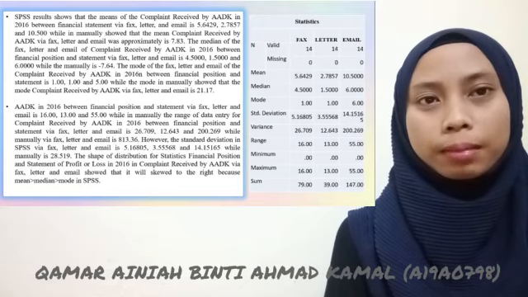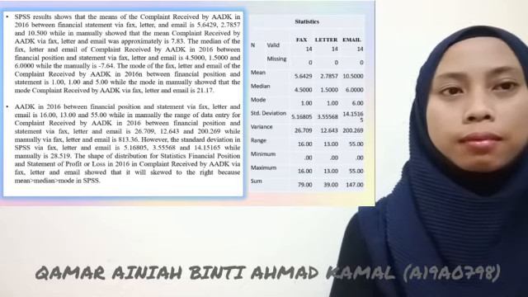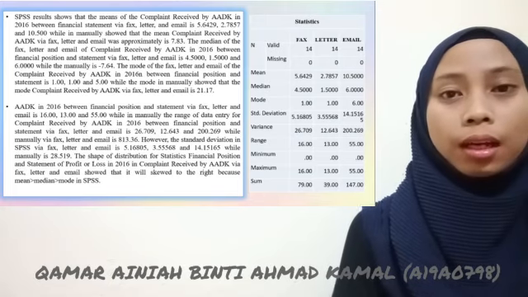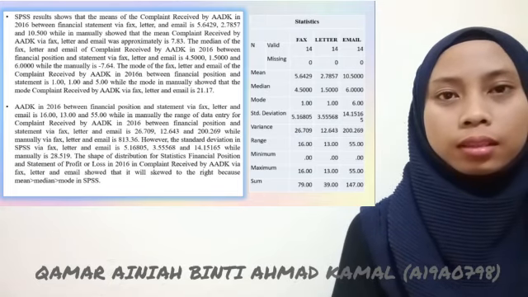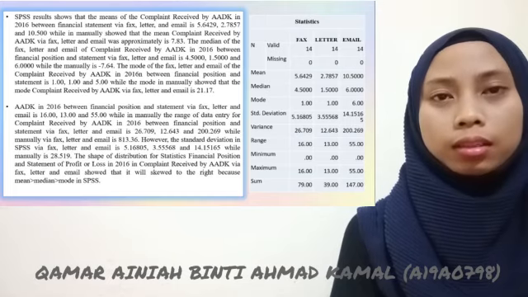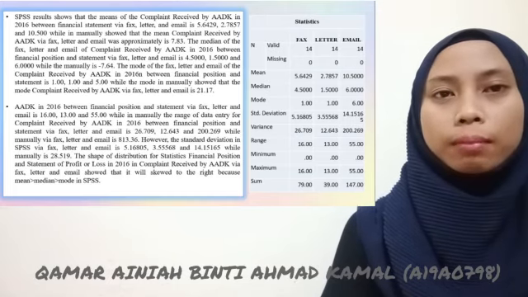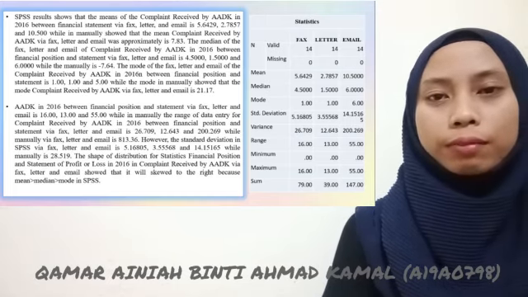The median of the fax, letter and email of complaints received by AADK in 2016 between financial position and statement via fax, letter and email is 4.5000, 1.5000 and 6.0000, while manually it is -7.64.